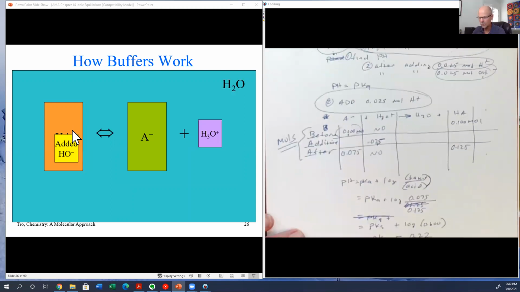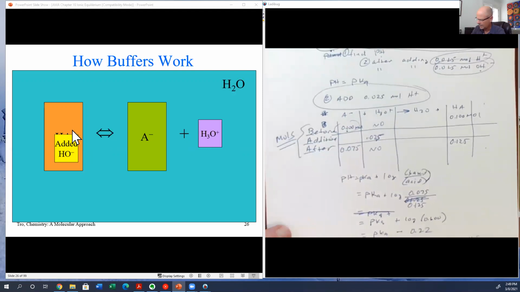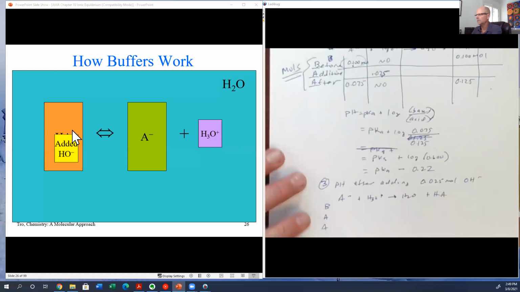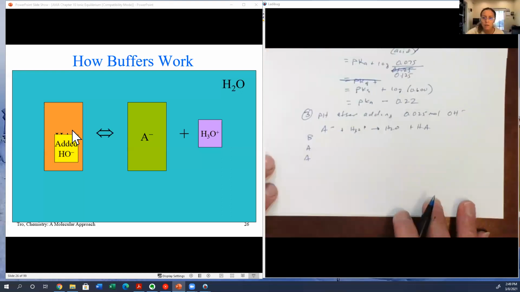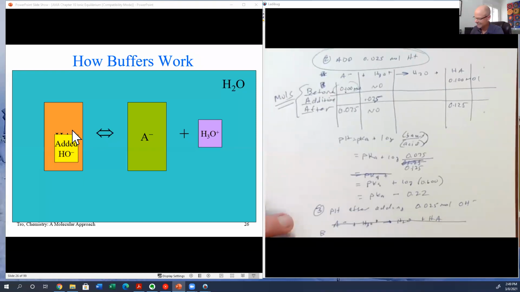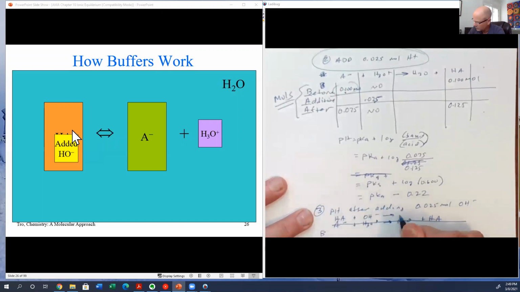So I'm going to write that equation down. A minus plus H3O plus goes to H2O plus HA. This is going to be a BAA table. Sorry, shouldn't it be the HA plus OH minus equation? Thank you. HA plus OH minus goes to H2O plus A minus. That's the correct equation.